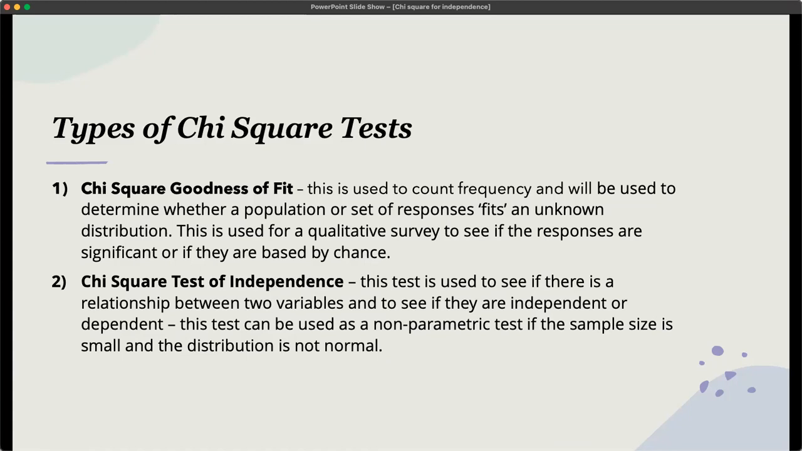And this test can be used as a non-parametric test if the sample size is small and the distribution is normal. The first example that I'm going to show with the chi-square test of independence is an example where we're using sets of nominal data with a count. And then you can see how that is done, but I'm later going to go live to show how this can be used as a non-parametric test with a small sample size.